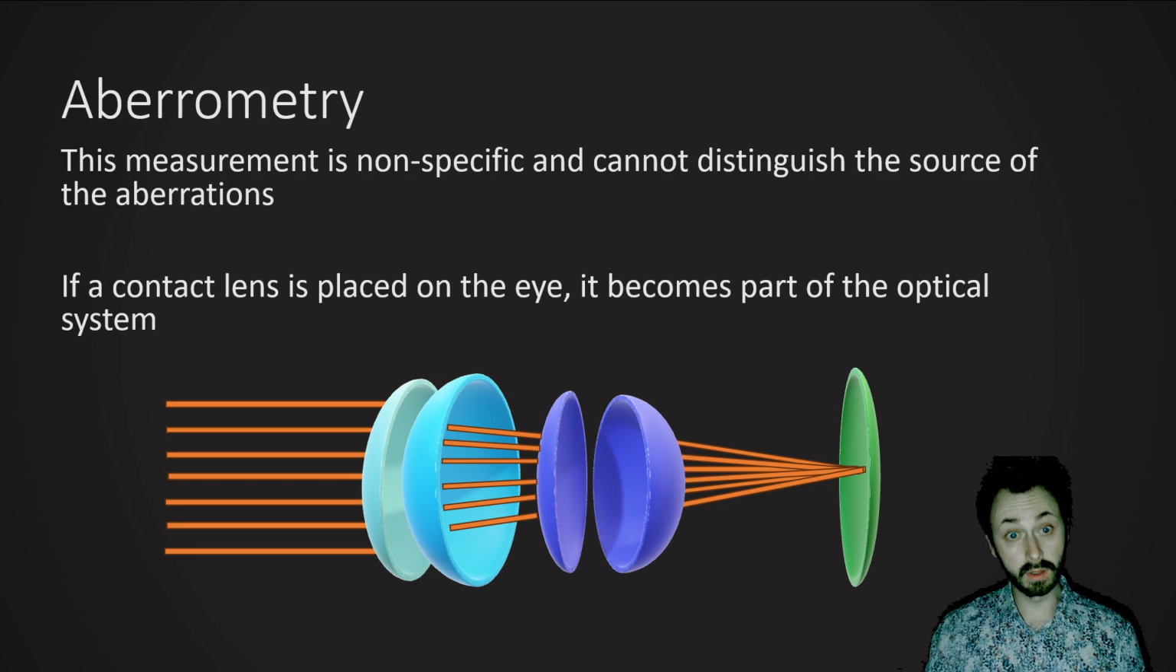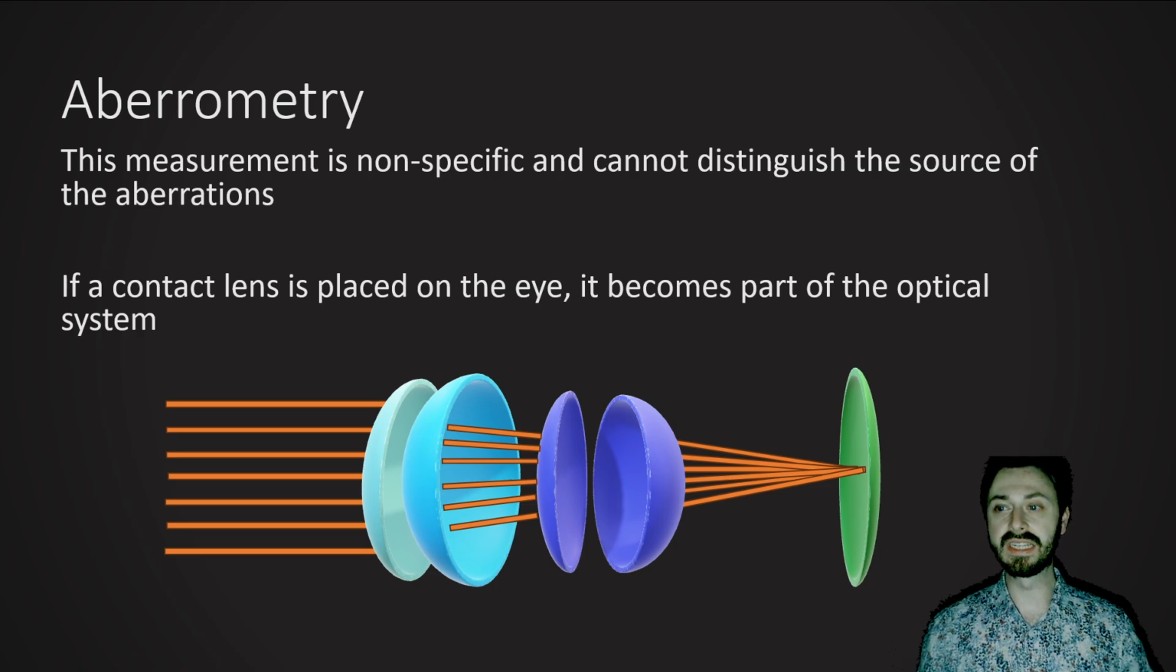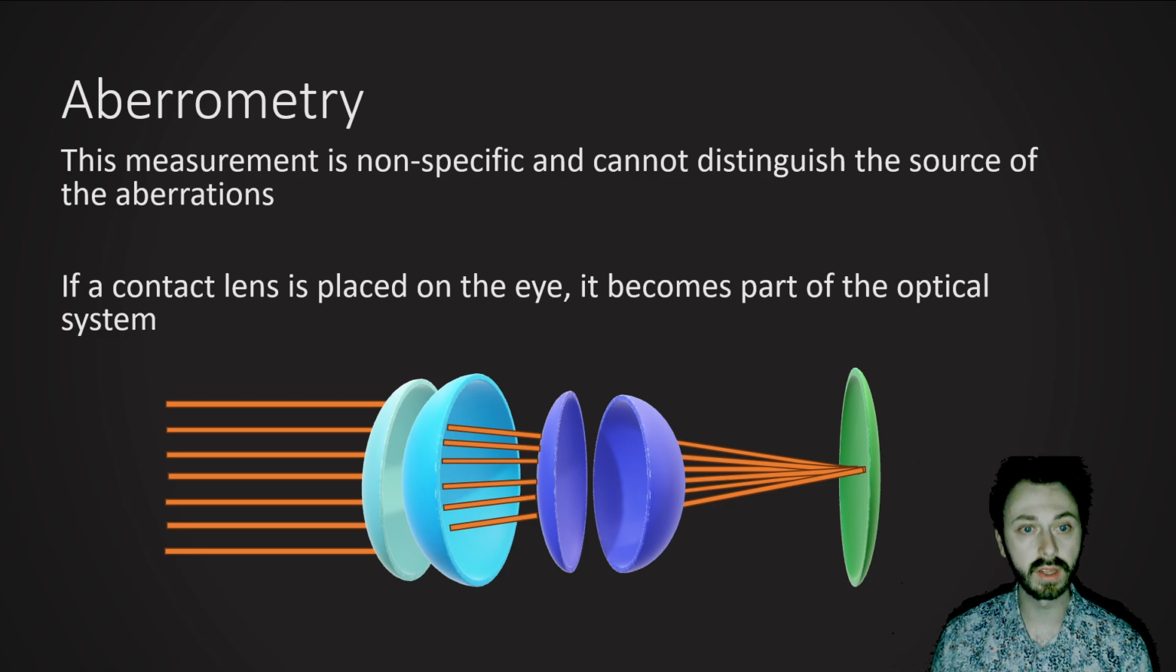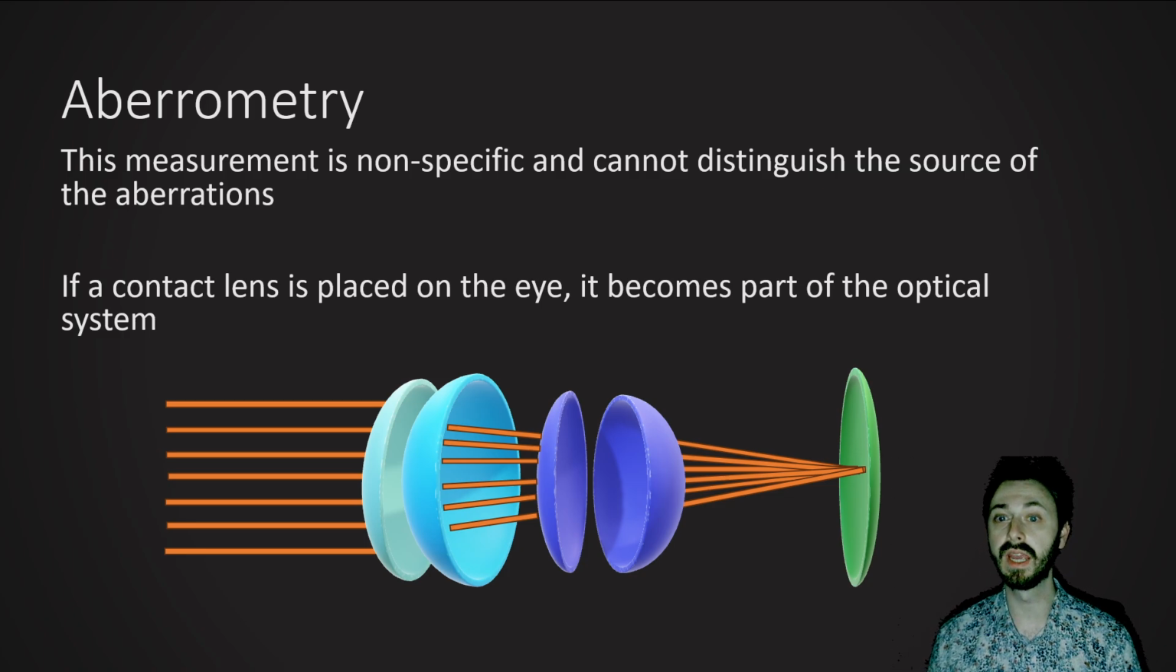So we take our measurement and we get a specific value. And it's important to know that we cannot distinguish the individual source of the aberration. We make assumptions that the cornea and the keratoconus are going to be a greater cause, but we cannot say for certain that it is wholly due to that keratoconus.